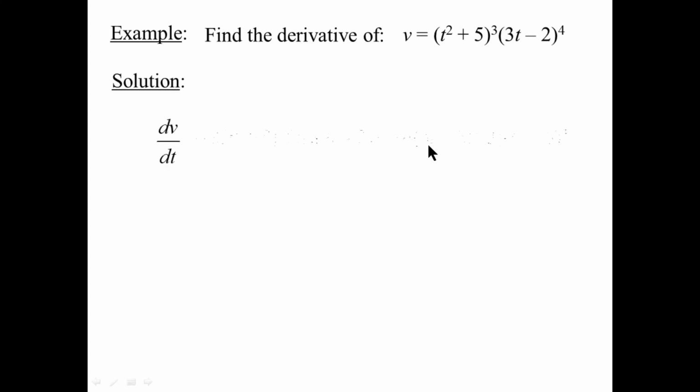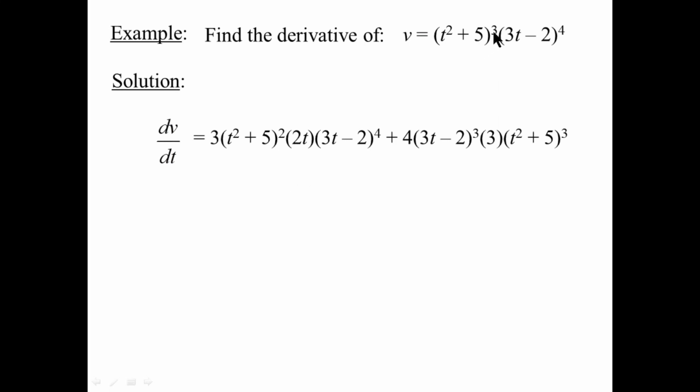Solution. First thing primed times the second thing. Now the first thing primed is 3 times (t squared plus 5) to the 2 times 2t. So up to here is the first thing primed times the second thing, plus the second thing primed, which will be 4 times (3t minus 2) to the 3 times the derivative in there, which is 3. So up to here is the second thing primed times the first thing.